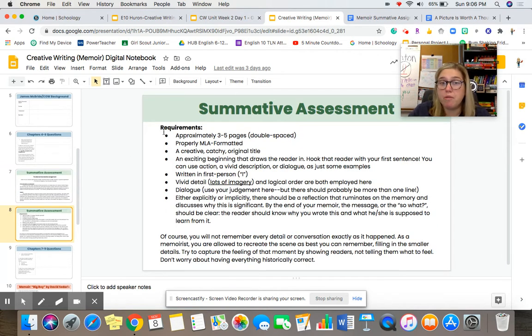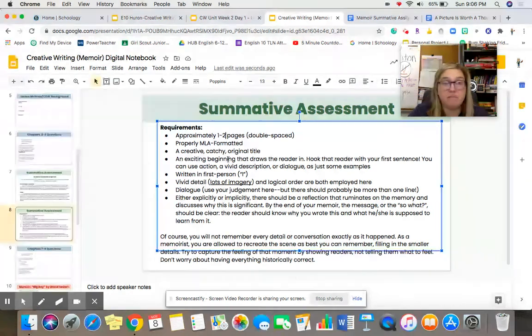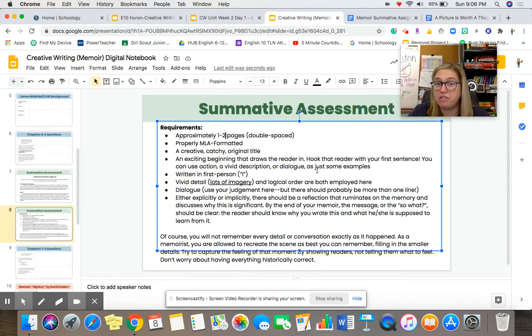Okay, so the requirements are, it's not going to be 3 to 5 pages. Let me fix that right now. That was non-pandemic years. 1 to 2 pages, double spaced, properly MLA formatted, a creative, catchy, and original title, an exciting beginning that draws the reader in. We'll talk about how to do that.